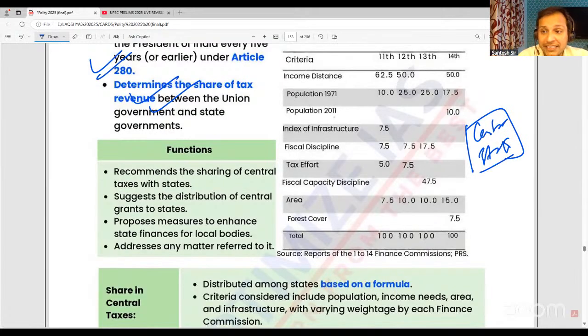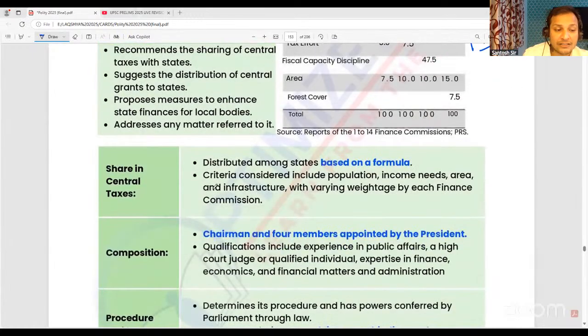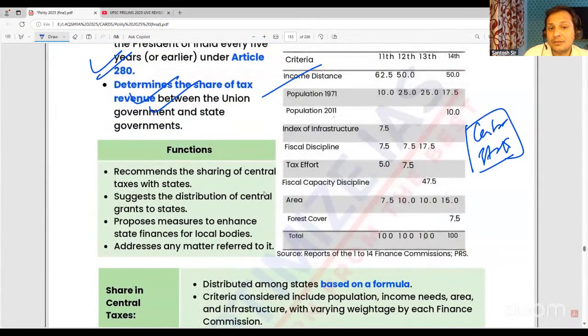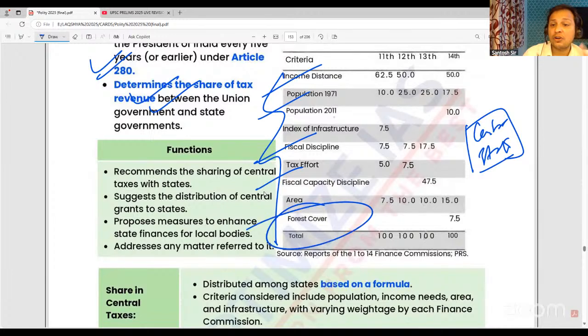So UPSC in previous years has already asked, what are the parameters according to which the distribution of tax resources, fiscal resources takes place between the center and the state? So guys, you know that these are basically income distance, population, fiscal discipline, tax efforts, forest cover. A lot of parameters are there which are used to decide how the resources have to be divided.